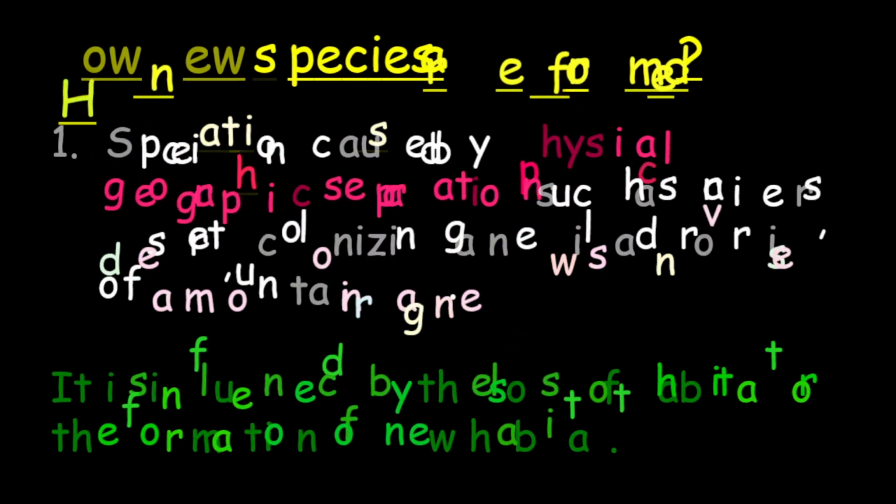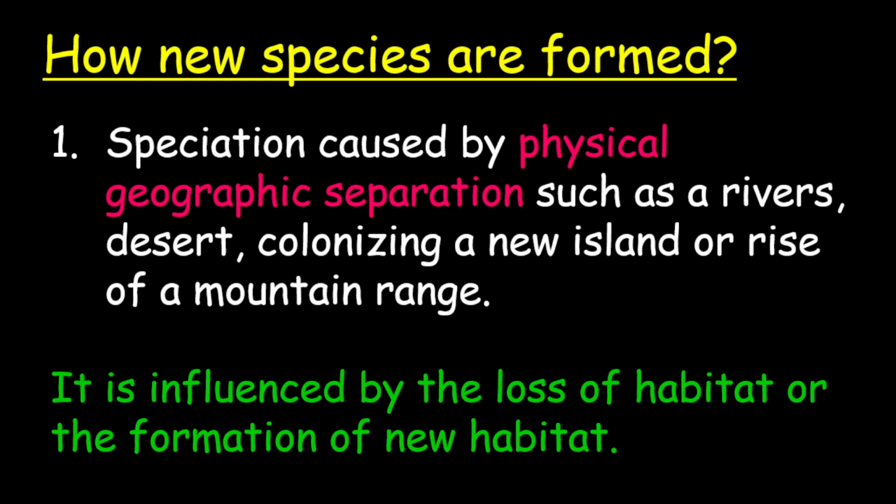Now, the next thing on the list is how new species are formed, and this is very important. The formation of new species, we call it speciation. Speciation is caused by physical geographic separation. That's one way. So one way is geographic separation, physical geographic separation.